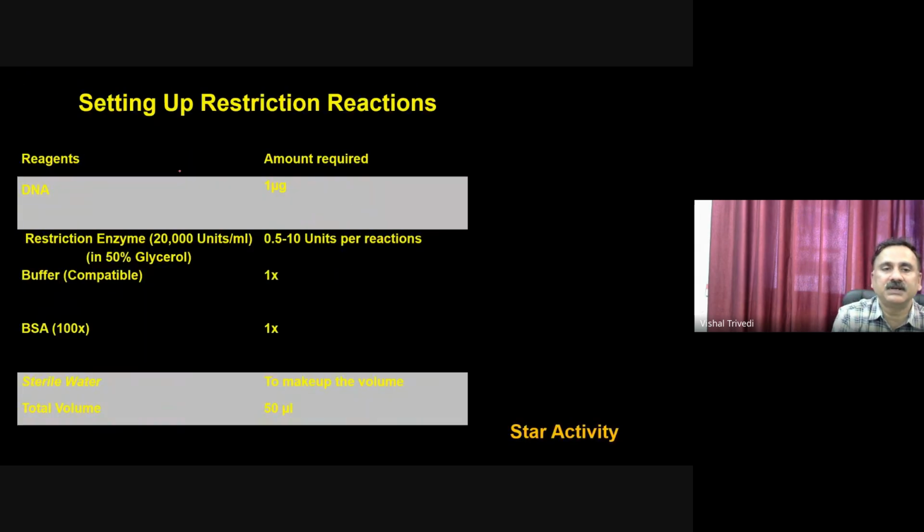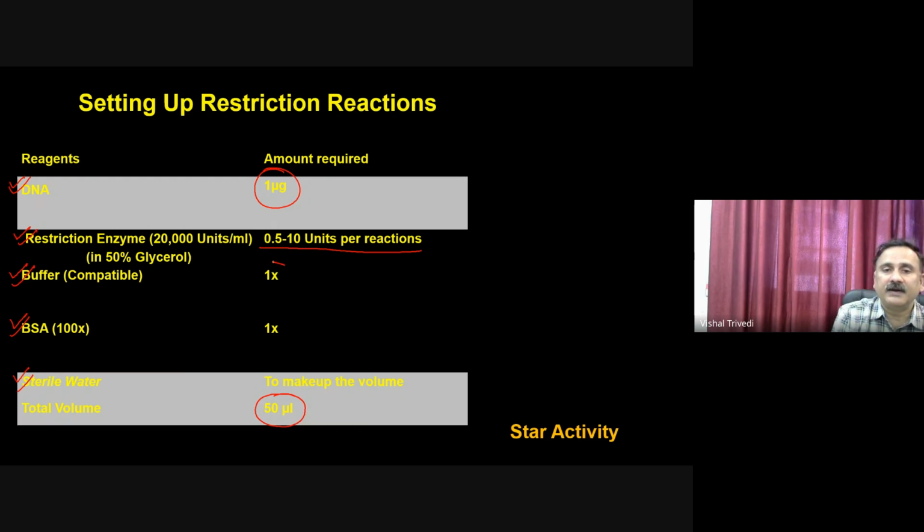So restriction reactions require the DNA which you want to digest, then you require the restriction enzymes, the buffers, the BSA, and the sterile water, right? And restriction reactions are always done in a large volume such as 50 microliters. So you put in DNA as 1 microgram, and you require 0.5 to 10 units of the restriction enzyme, whether you are doing one enzyme or two enzymes.